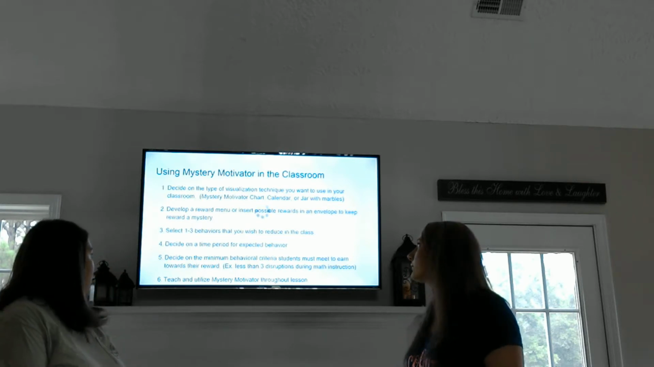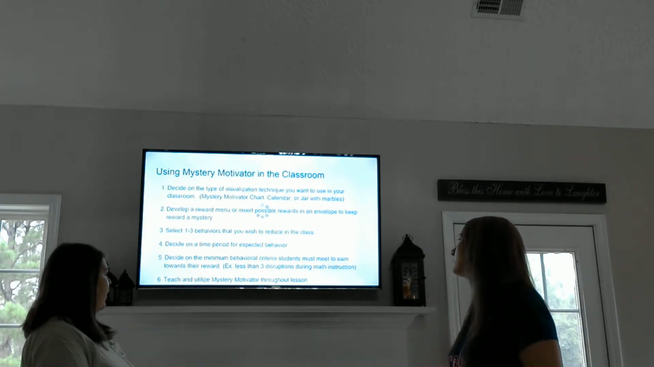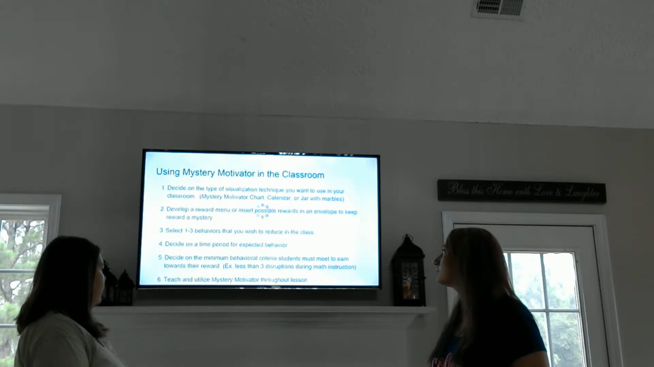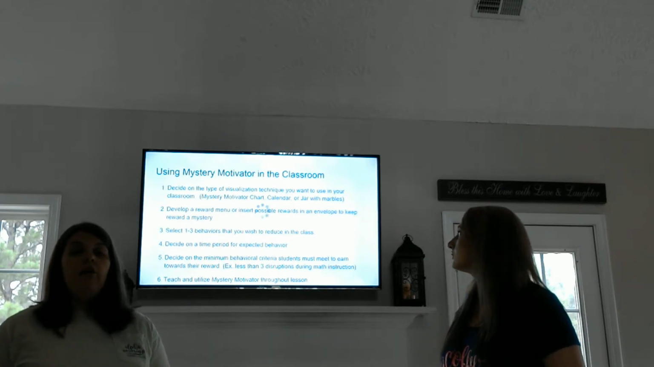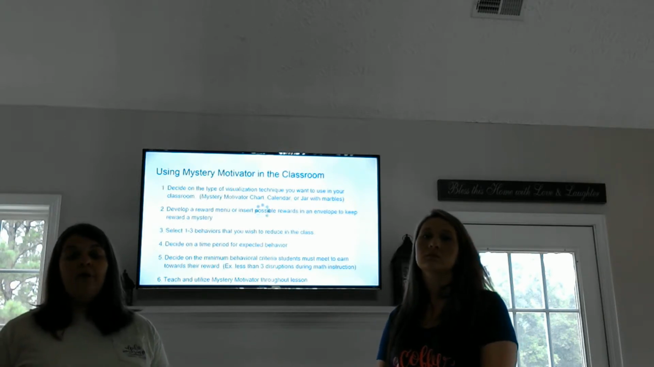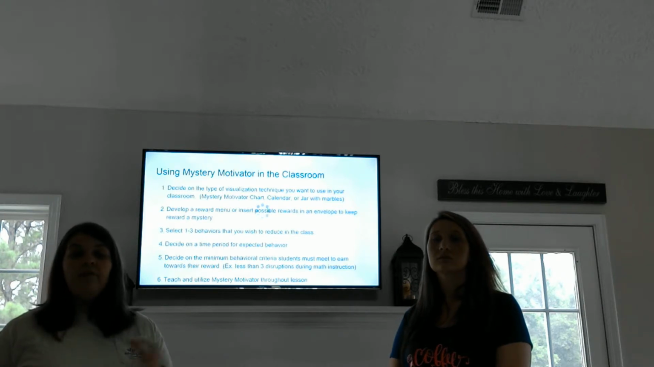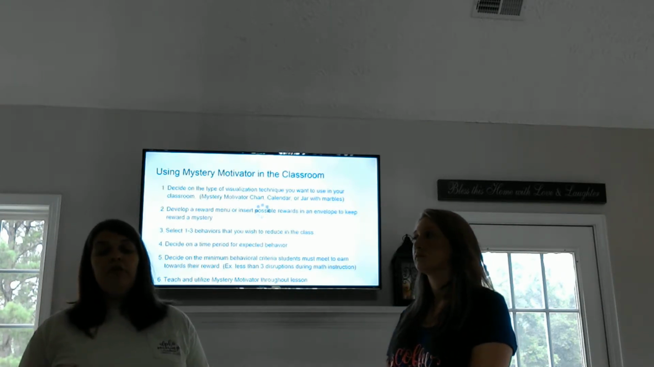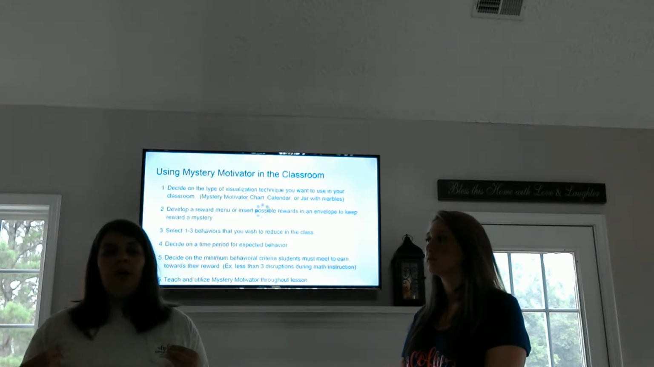You're right. Step 5 is that you want to decide on the minimum behavior criteria students must meet to earn towards the reward. So are you going to do a tally mark system where if you get more than 3 tallies for this behavior, then you do not get the prize for the day. So you have to set those guidelines so then the child understands what they need to do and realize and make that teachable moment to them that, oops, I've done that.